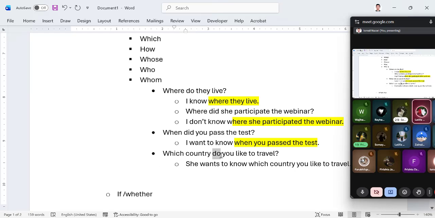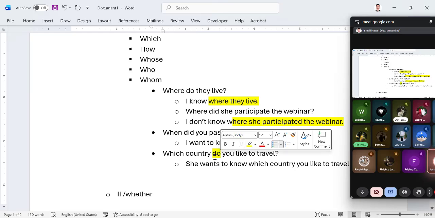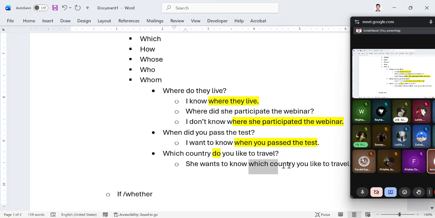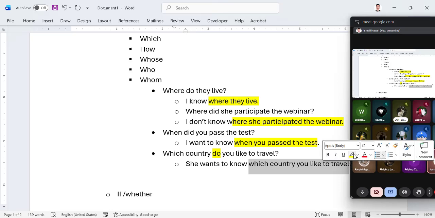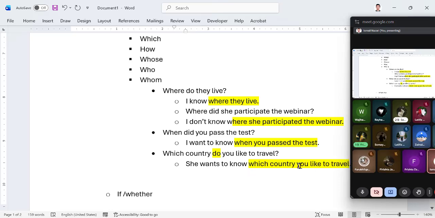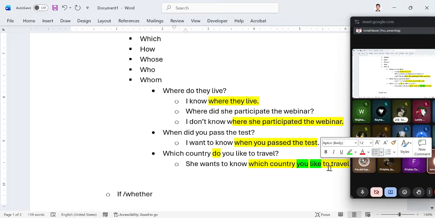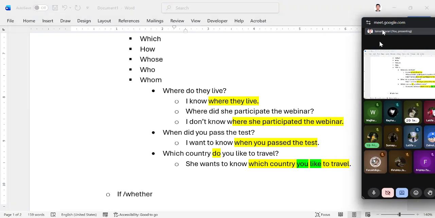Yes. Yeah, here we have do, so we will remove this do. It is auxiliary, so it is removed, and then we have the clause. We have the subject of the clause. The subject is you, and we have got the verb. Like is the verb here, so subject plus verb. It is our clause.